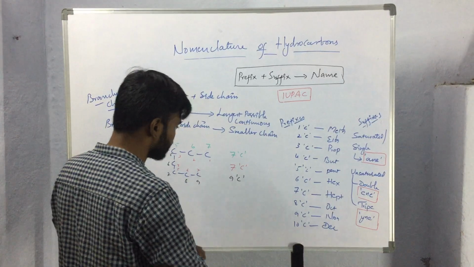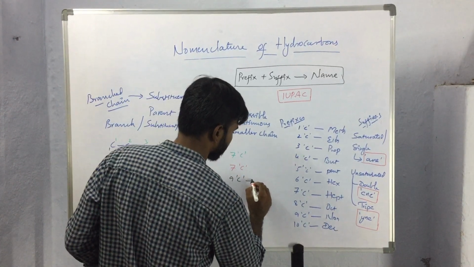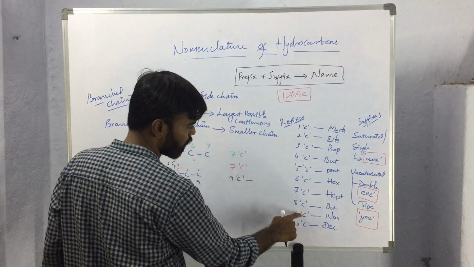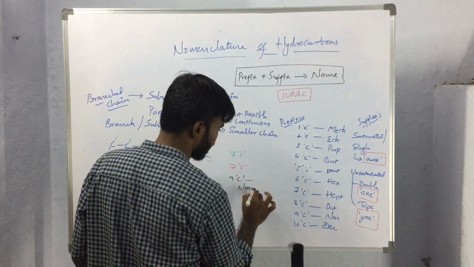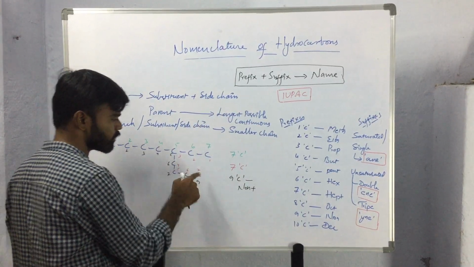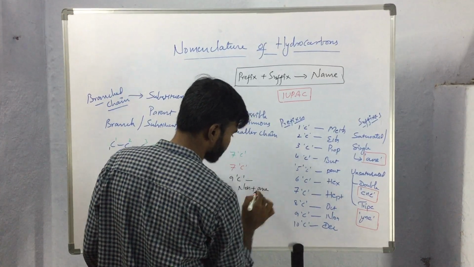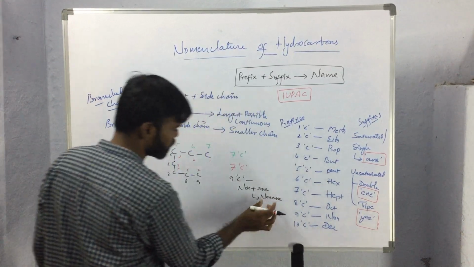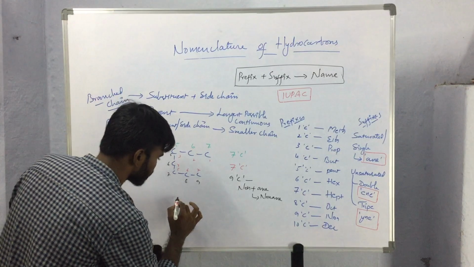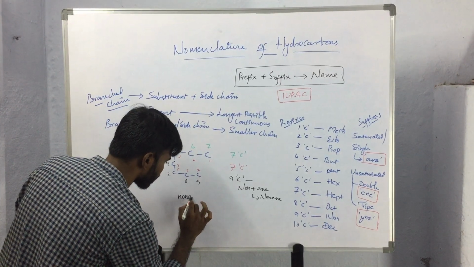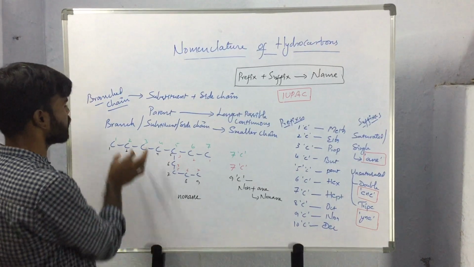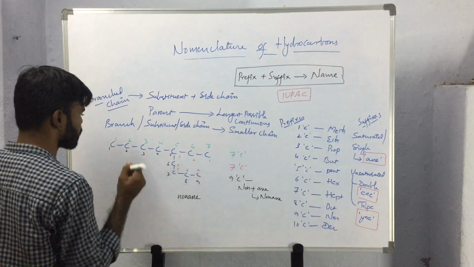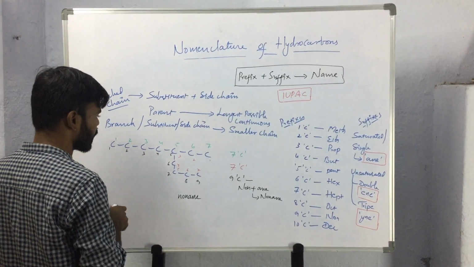So we will select this chain as the parent chain, and the name of this chain will be as usual, like prefix and suffix we have to add. So 9 carbon atoms we have, so non, and as it is having only single bonds, that means saturated bonds, we will be adding the suffix ane. So the name of this chain will be nonane. So this parent name will be the suffix here, nonane. Now we have to identify the branch or substituent or side chain. So this we selected as the parent chain.